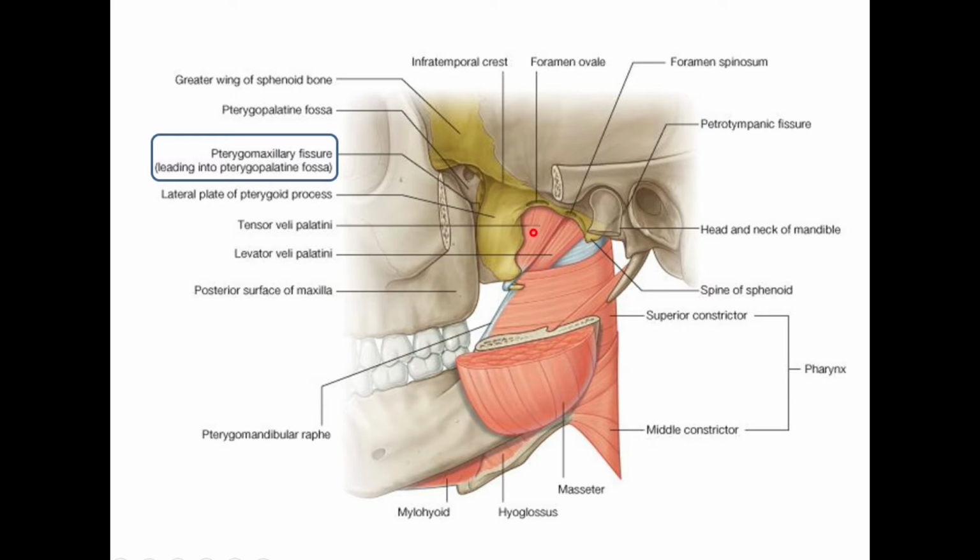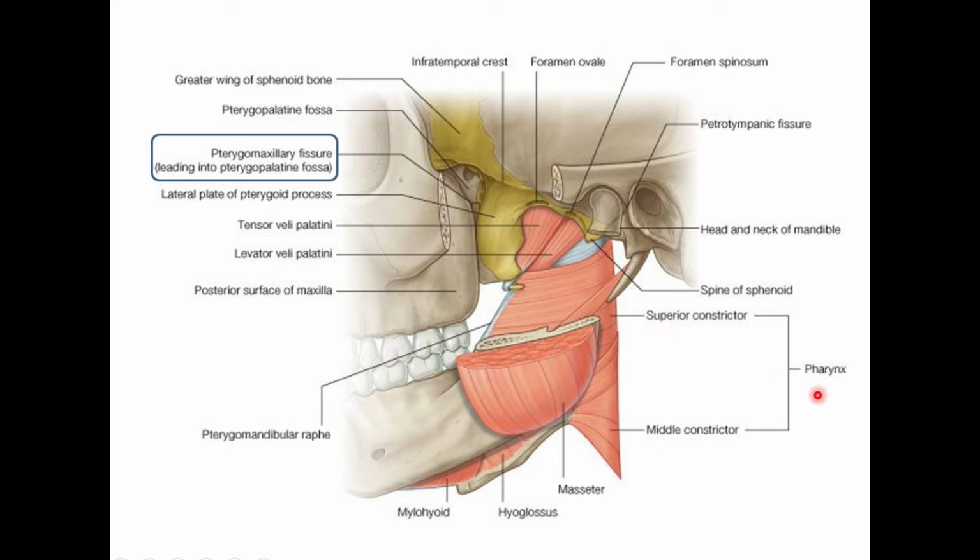So if we remove the ramus of the mandible, you can see here this fossa which is shown here, this part, this is the infratemporal fossa. Fine. Because you can see this is the ramus of the mandible, this is cut and removed, and deep to this ramus you can see this part is the infratemporal fossa, and medially you can see this is the pharynx. This is basically the wall of the pharynx.